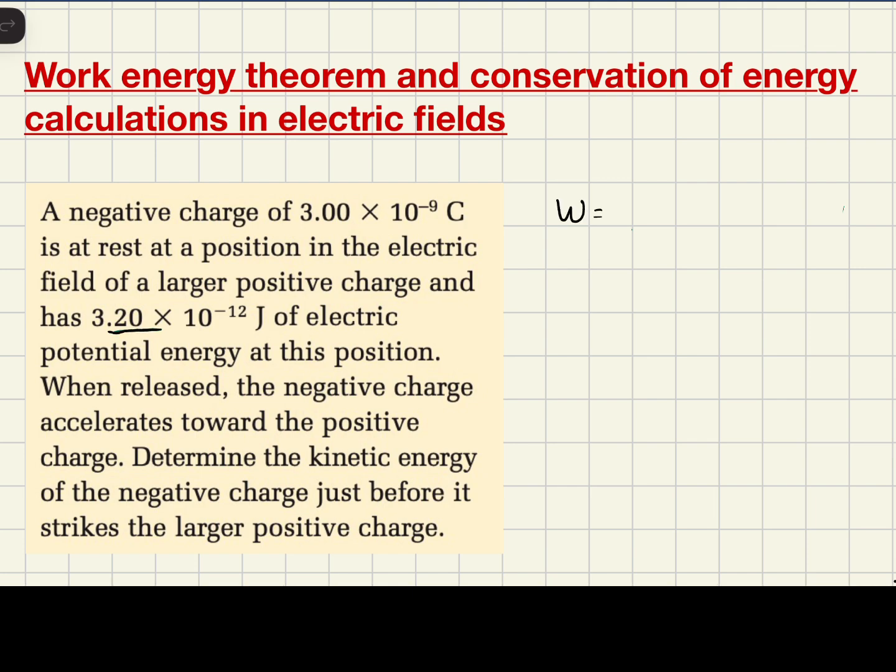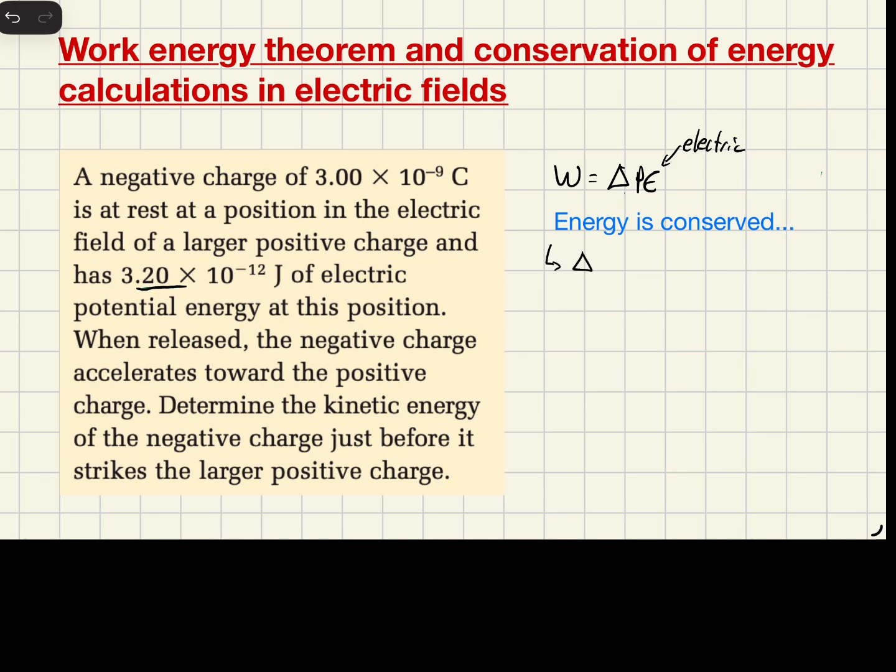Now, when we think about the work-energy theorem, remember that that's equal to the change in energy. In this case, that would be potential energy. Now, because energy is conserved, we know that the change in potential energy or electric potential is equal to the change in kinetic energy. So, that being said, if we started off with 3.20 times 10 to the negative 12 electric potential energy, then that would also be our kinetic energy.